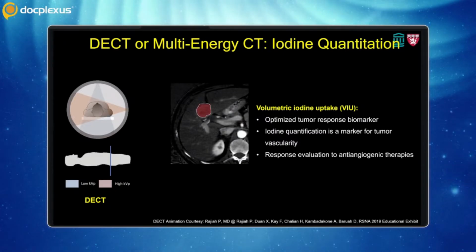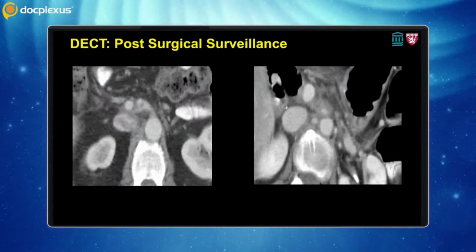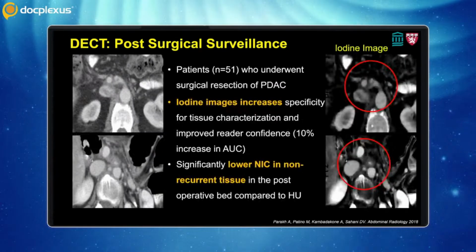In patients with pancreatic cancer, let's look at a conundrum we often encounter in patients who have had a Whipple procedure or distal pancreatectomy for pancreatic cancer, where often it's hard, like in these two examples, to differentiate post-operative changes from a recurrent disease. Now, we performed a study at MGH where we looked at the ability of quantitative iodine markers to differentiate between enhancing solid tumors versus post-operative changes. And we found that the iodine images, quantitative iodine markers, allowed better characterization of recurrent disease at the treatment bed.